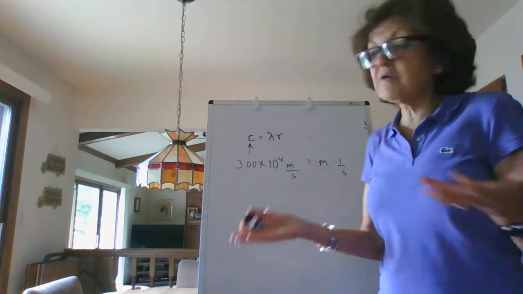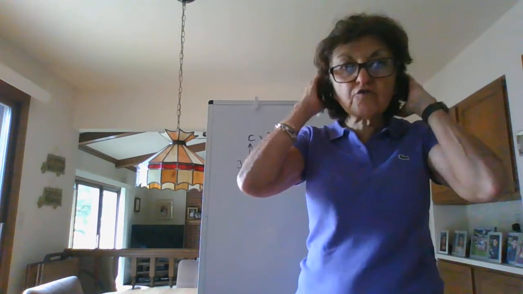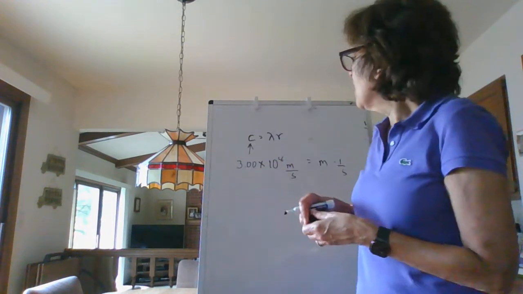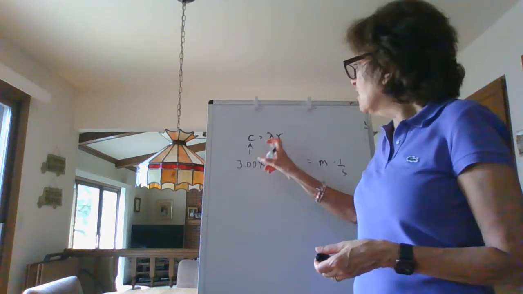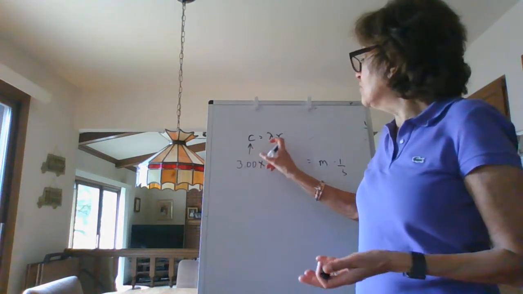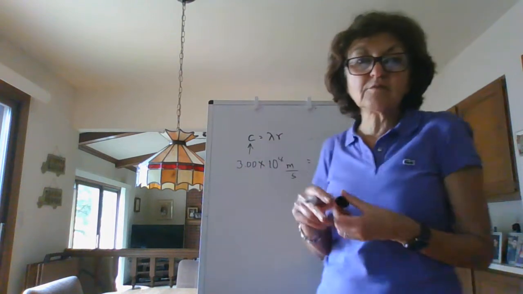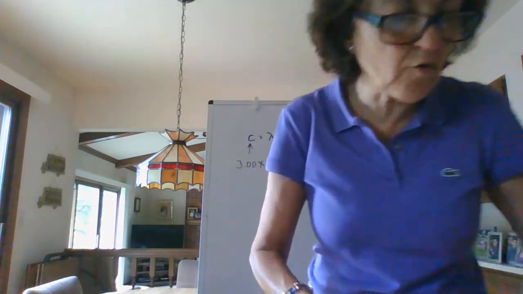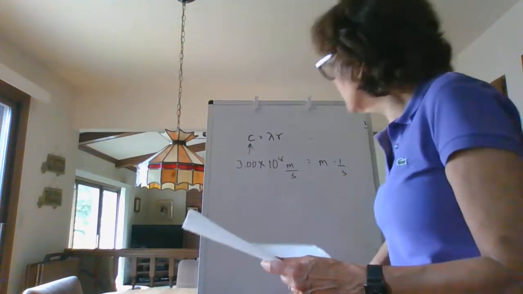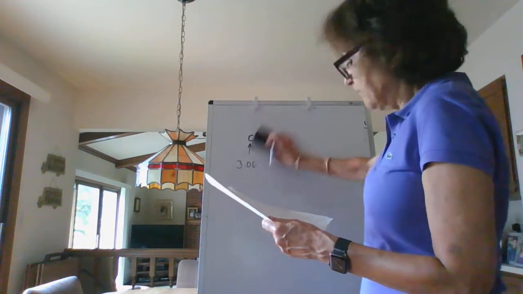If you know the speed of light, that one you should know, 3 times 10 to the 8, and I give you wavelength, you should be able to find frequency. If you know the speed of light, which you do, and I give you frequency, you should be able to find lambda. This is the first of the 4 things that we need to know. All right, so let's go ahead and do a problem here.